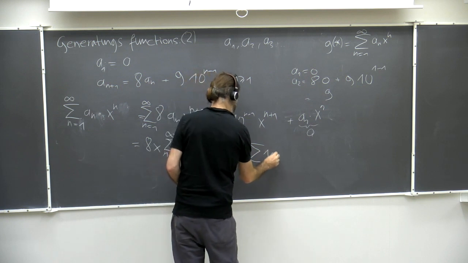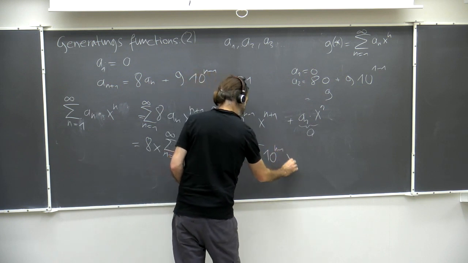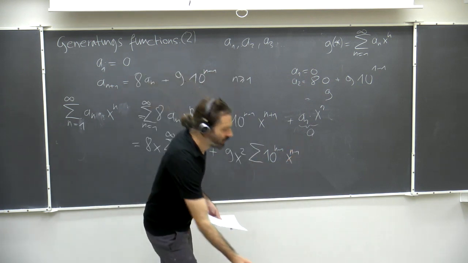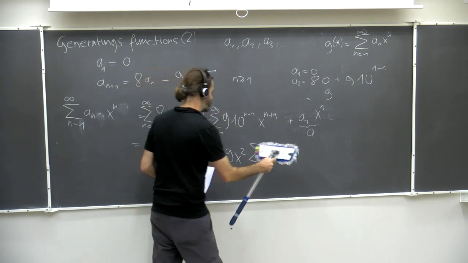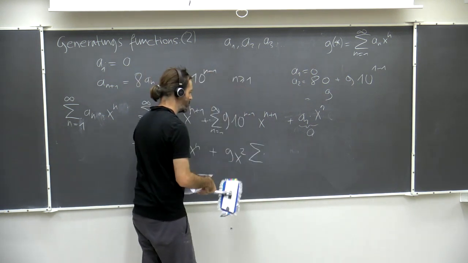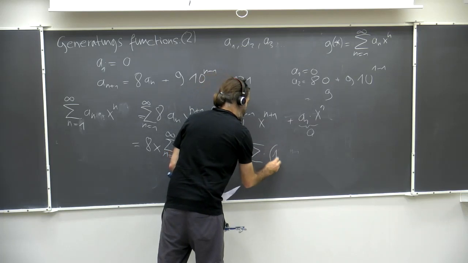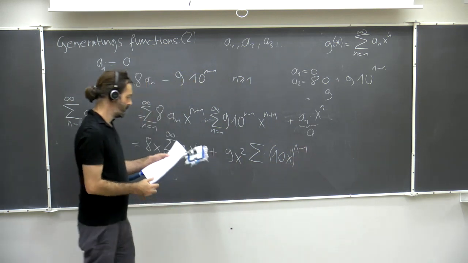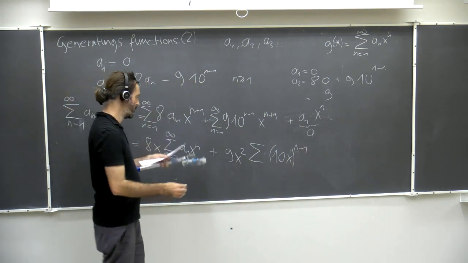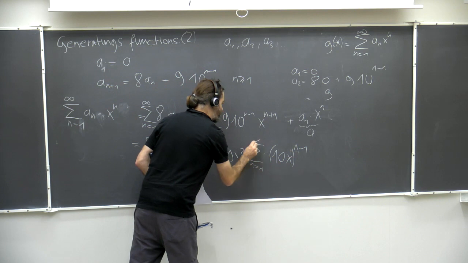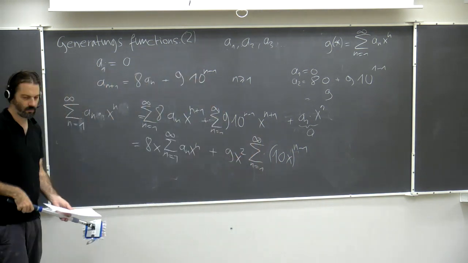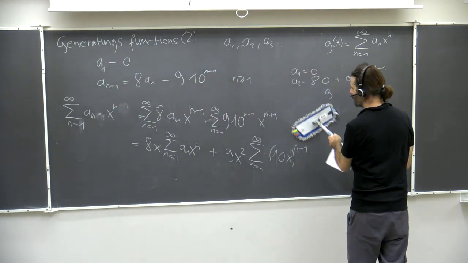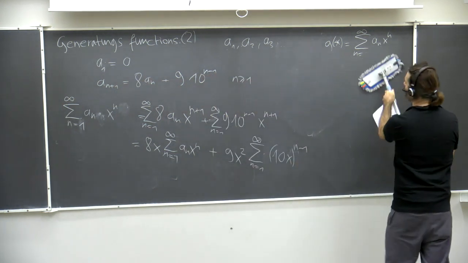So 10 to the power n minus 1, x to the power n minus 1. And that is something we can rewrite as 10 times x to the power n minus 1. And the sum was still running from n is equal to 1 up to infinity. So that's nice. This is 0, so I can remove it. And this is not needed at the moment.